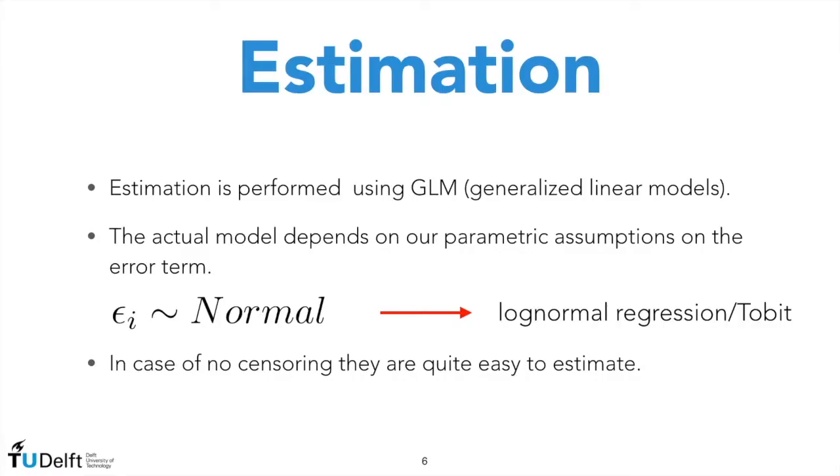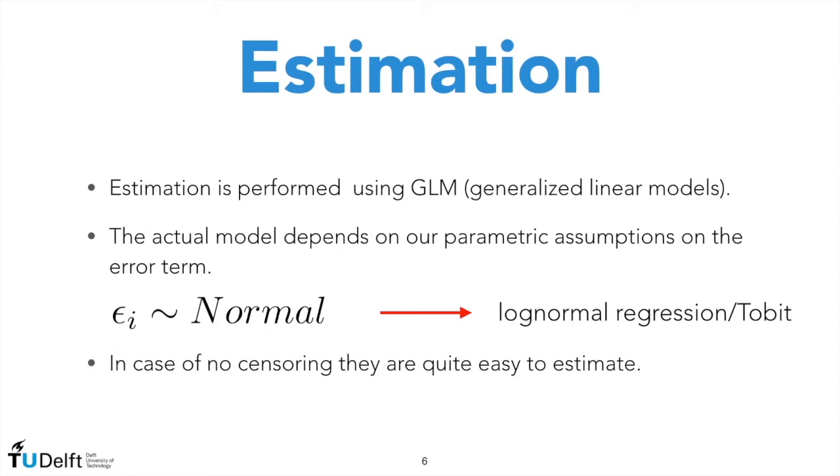The estimation of accelerated failure time models is performed using generalized linear models. Naturally, the actual model we are estimating depends on our parametric assumptions on the error terms. For example, if we assume normally distributed error terms, what we are dealing with is nothing more than a log normal regression. Why log normal? Because the normally distributed error terms are affecting the log of t. Now, in the case of no censoring, AFT are easily estimated, and it's really the use of generalized linear models.